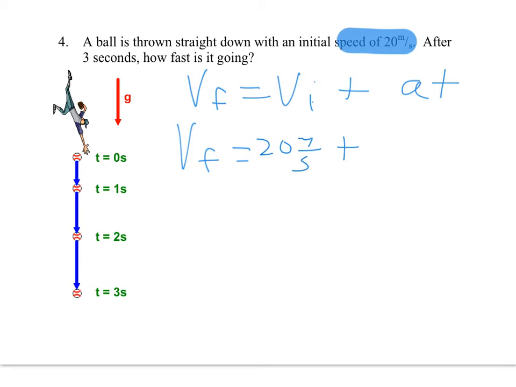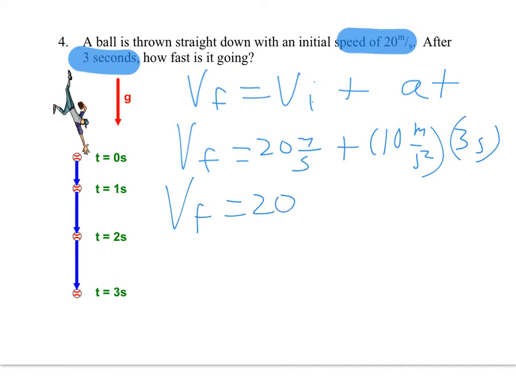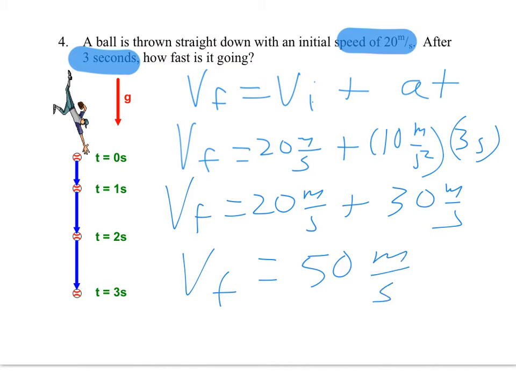Plus our acceleration. We're not told the acceleration specifically in the problem, but because the ball is thrown, once it's in the air, the acceleration is 10 meters per second squared down due to Earth's gravitation. So I'm going to sub in 10 meters per second squared, there's gravity. And we're told a time of 3 seconds, so we sub that in for the time. We wind up with 20 meters per second plus 10 times 3, which is 30 meters per second. So the speed of that ball after 3 seconds is 50 meters per second.